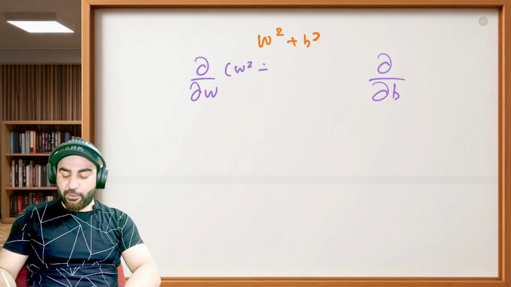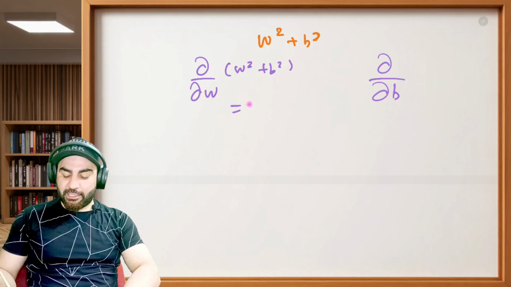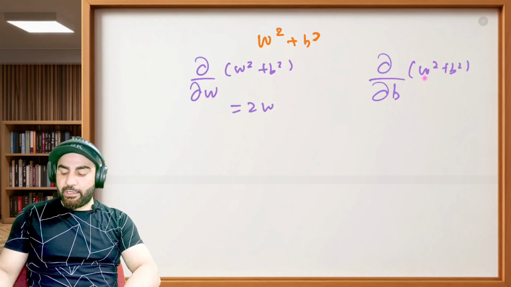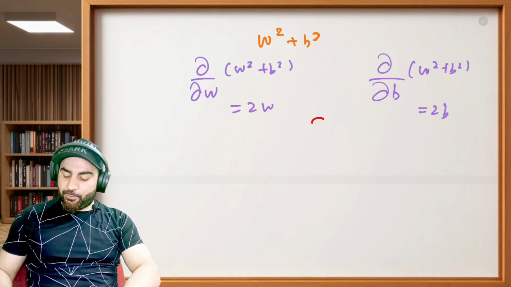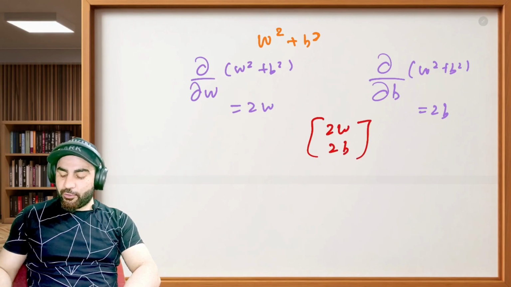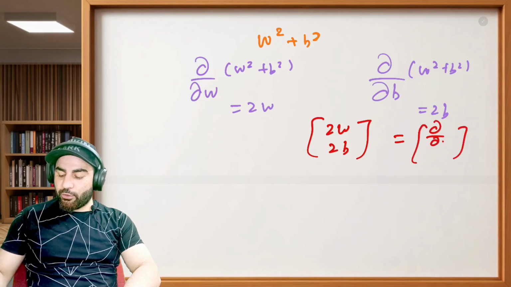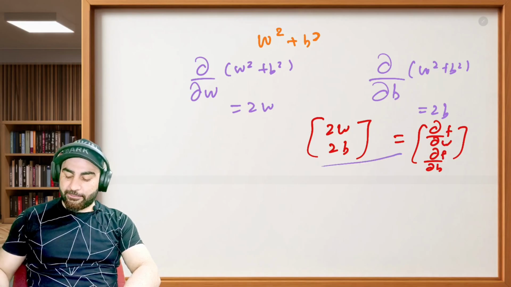Once you assume this as constant, it will be 0. So you'll have this equal to 2w. And if you treat this as constant, this will be 0 and this will be equal to 2b. Now if you put them together, you have this 2w and 2b. So basically you had a vector which is dou divided by dou w and dou divided by dou b of some function f. These over here are called gradients.